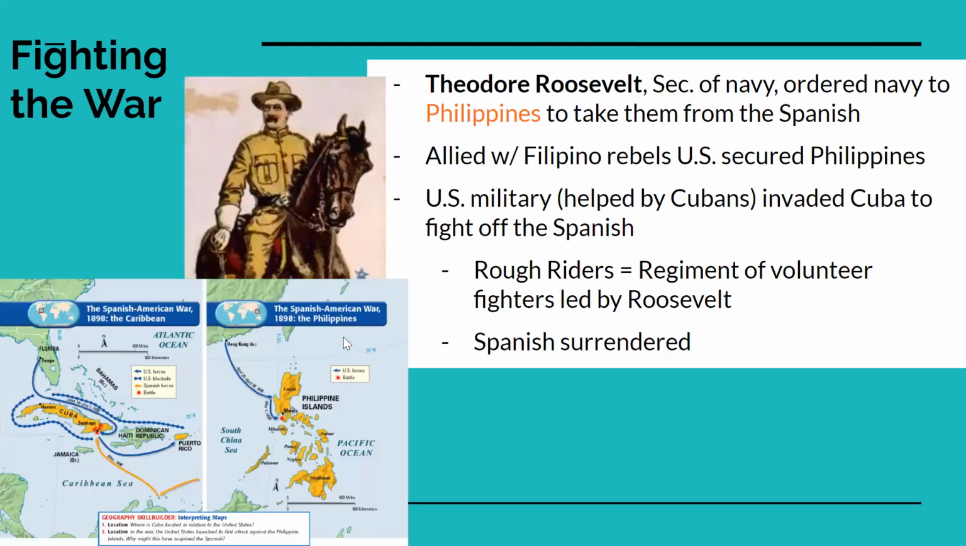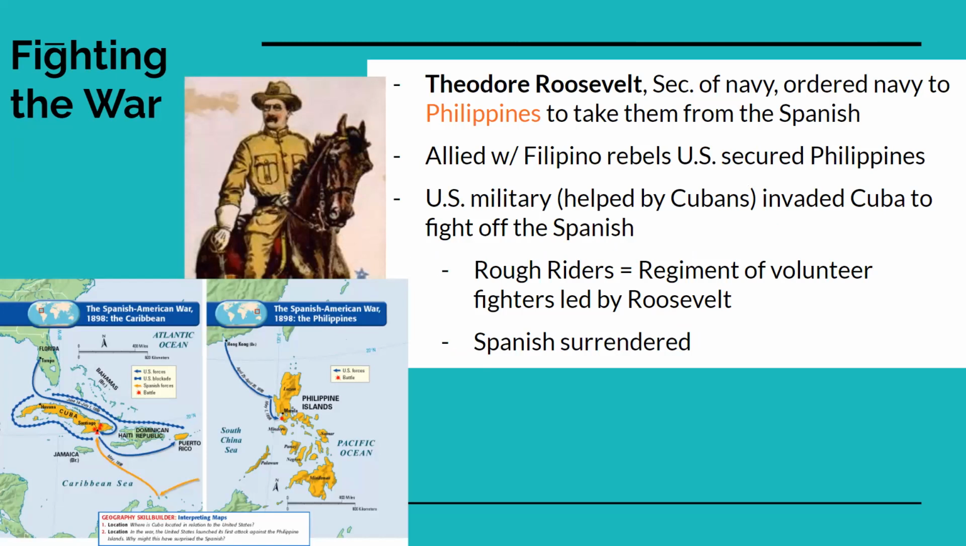We don't focus too much on the fighting of the war. I did want you guys to know about Theodore Roosevelt as the Secretary of the Navy, because this is where he rises to prominence and notoriety for his actions as Secretary of the Navy and just organizing all of that. He leads the Rough Riders as well, which is this regiment of volunteer fighters on horseback with swords.